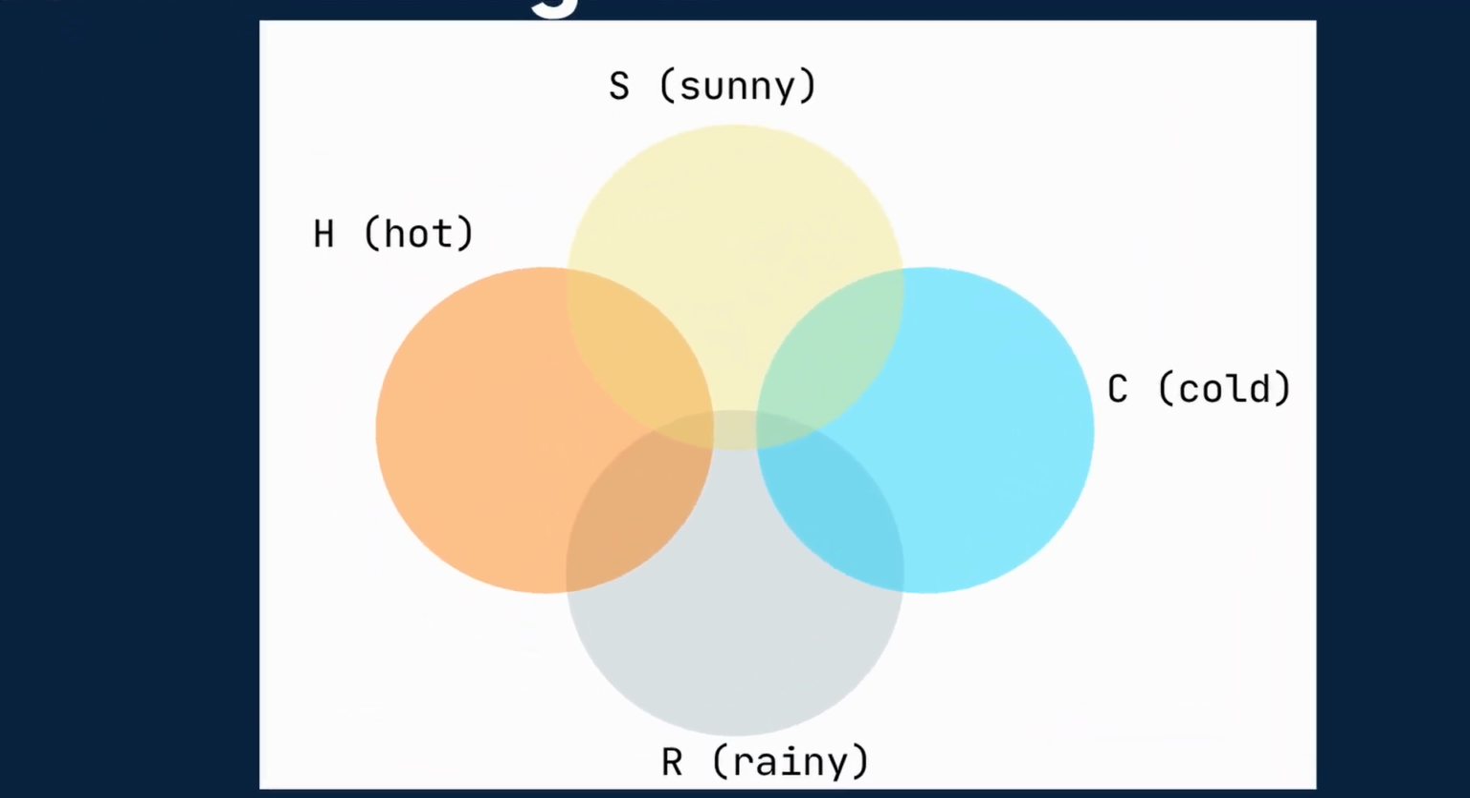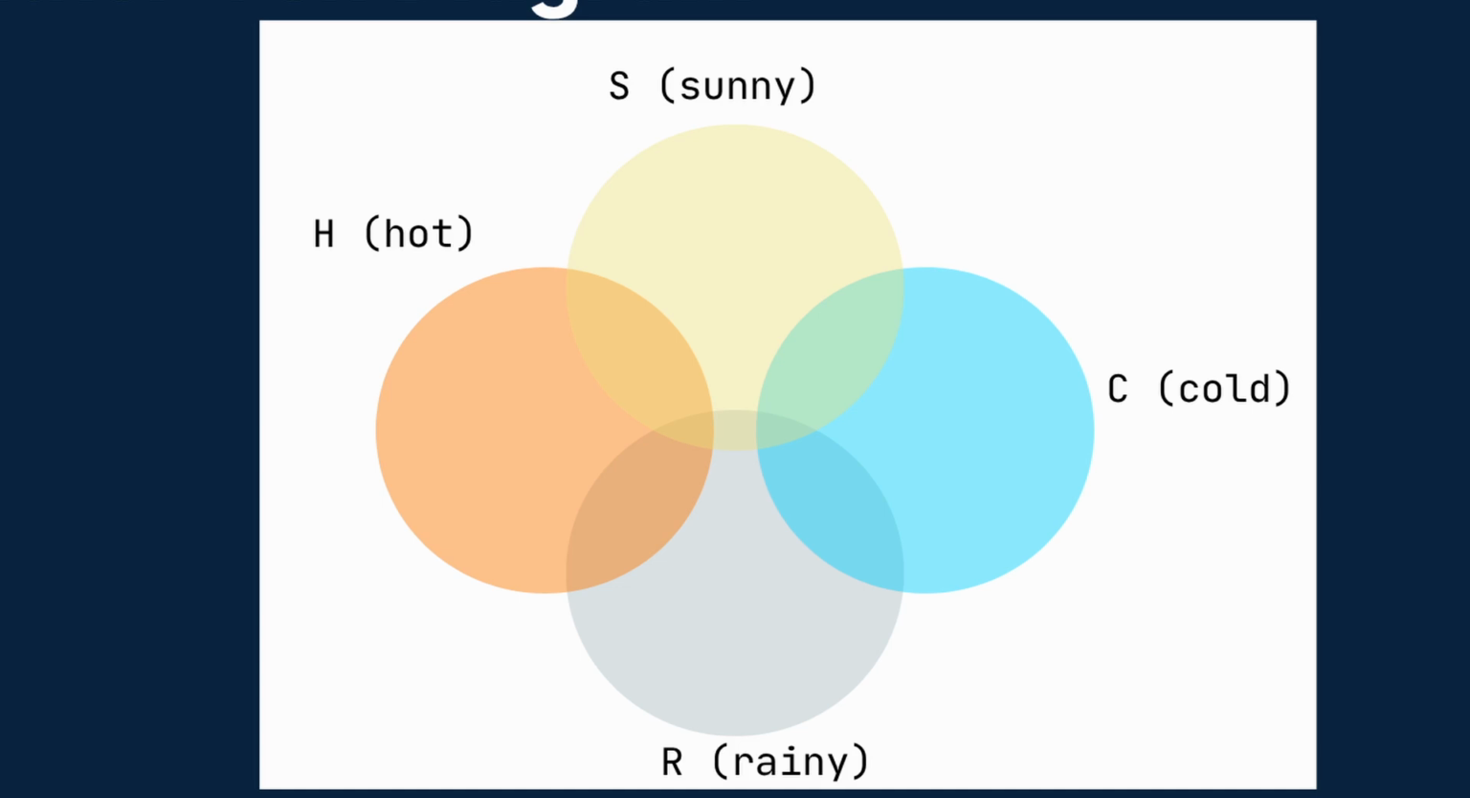We can use a Venn diagram to illustrate. If we have hot as the orange area and then cold as the blue area, the intersection of hot and cold is the empty set. They are tangent to each other, meaning there is no overlap. Can it be hot and sunny? Of course it can. So the intersection of hot and sunny is the area between the orange and yellow places, which is kind of oranges.